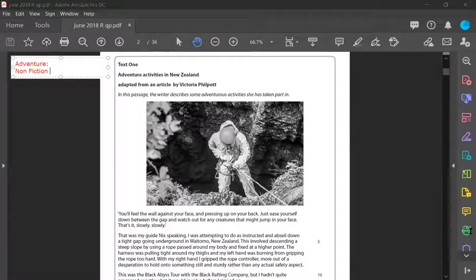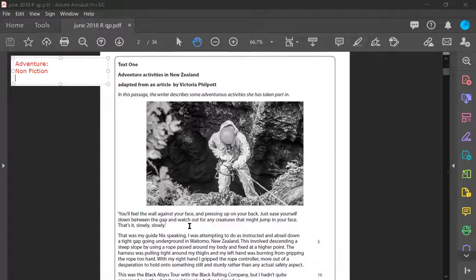Excuse me. Since it's nonfiction, it can be a biography, it can be an autobiography. So we just want to make sure that we understand what kind of a text this is. So we'll discuss this later. We just want to note down a few things first. Okay. In this passage, the writer describes some adventurous activities she has taken part in. So this text is going to be described by the writer. Okay. First paragraph.